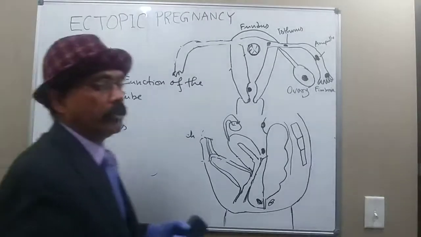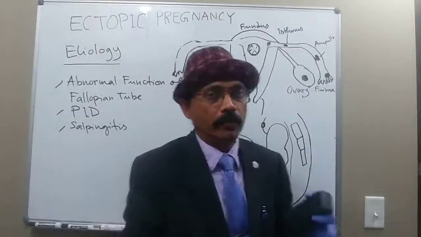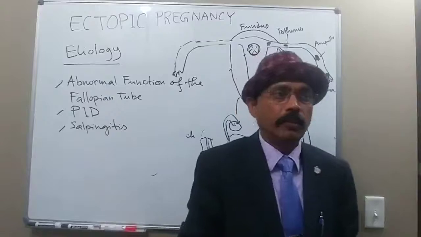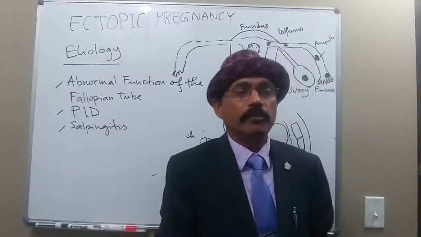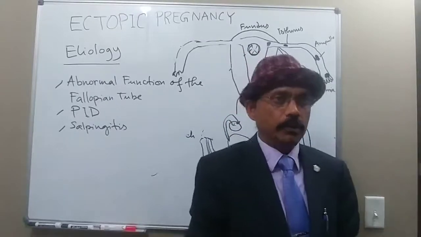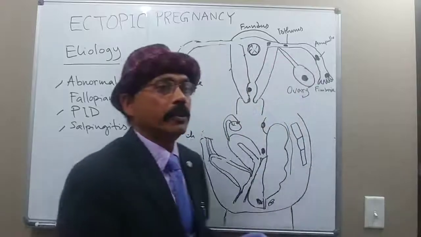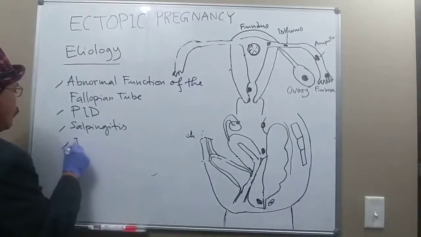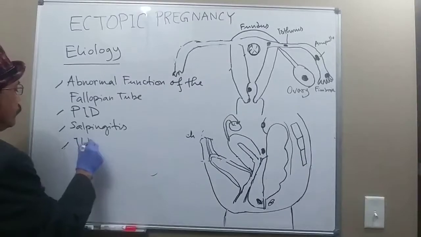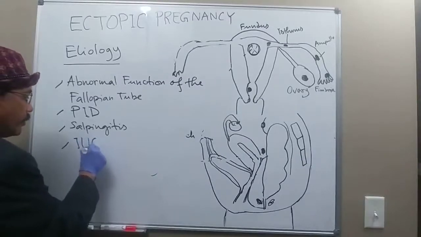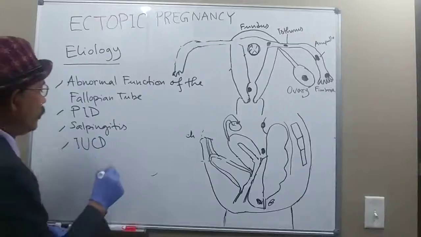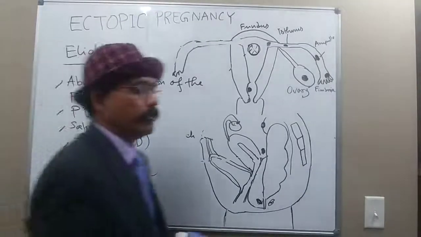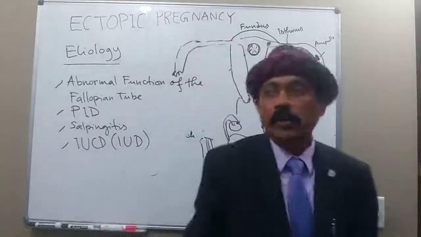That means just the inflammation of the fallopian tube. It may be a part of PID, or any other cause of inflammation of the fallopian tube. Okay, we got that. Then history of IUD or IUCD, that is intrauterine contraceptive device.